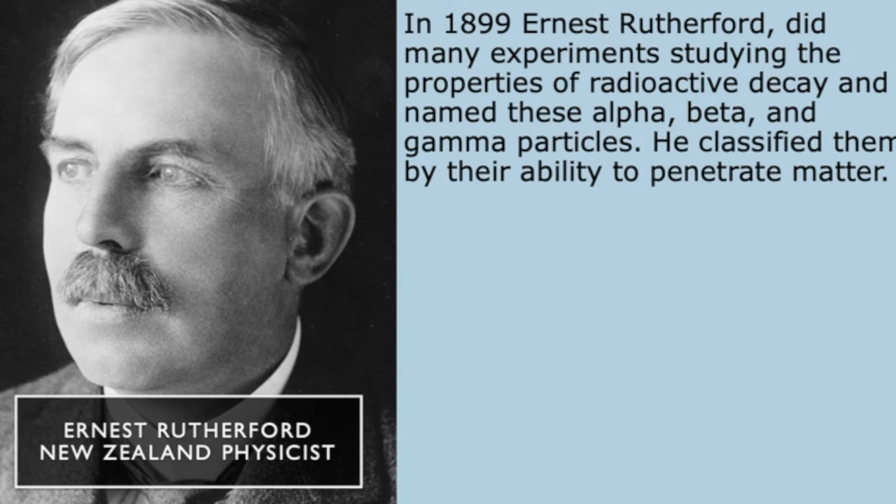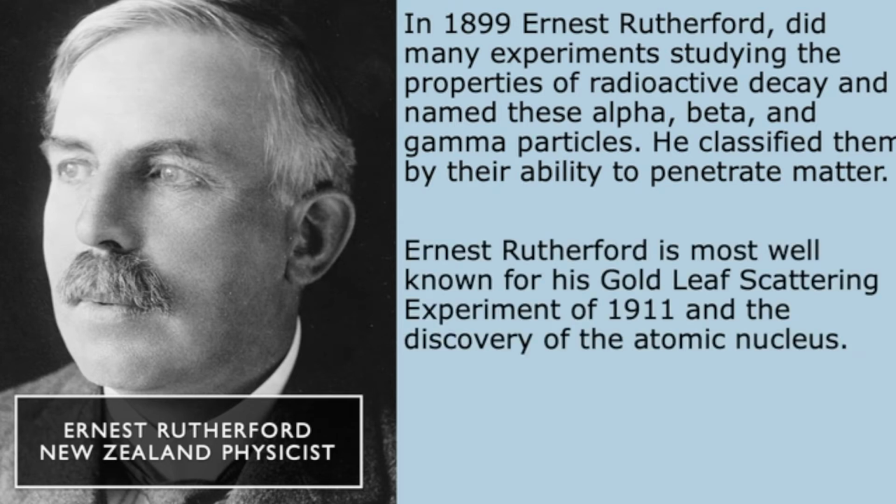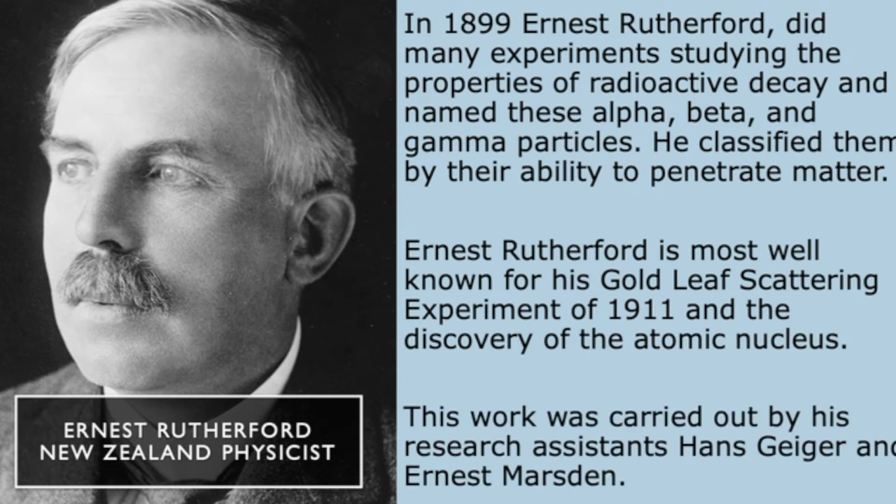The story continues when we look at a man called Ernest Rutherford, who is a New Zealand physicist. In 1899, Ernest Rutherford did many experiments studying the properties of radioactive decay and named these alpha, beta and gamma particles. He classified them by their ability to penetrate matter. Ernest Rutherford is most well known for his gold leaf scattering experiment of 1911 and the discovery of the atomic nucleus, and we will look at that in another lesson. The work for this discovery was carried out by research assistants Hans Geiger and Ernest Marsden.